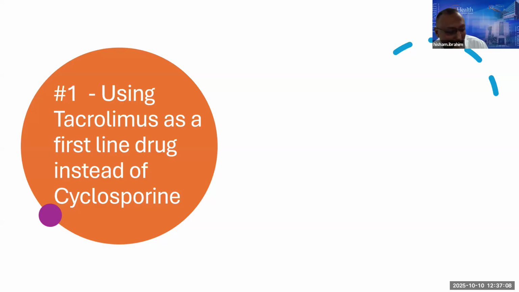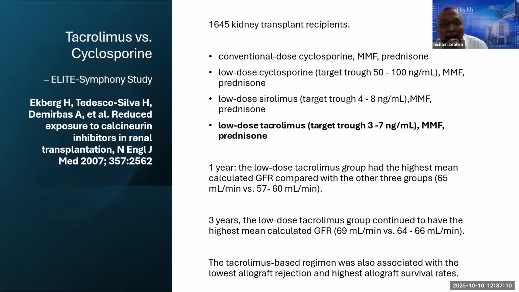Tacrolimus, when it came along, proved to be safer, causes less CNI toxicity, and also had a better rejection profile. Or in other words, it had less allograft rejection compared to cyclosporin. So this is actually why tacrolimus wound up as our first-line drug.